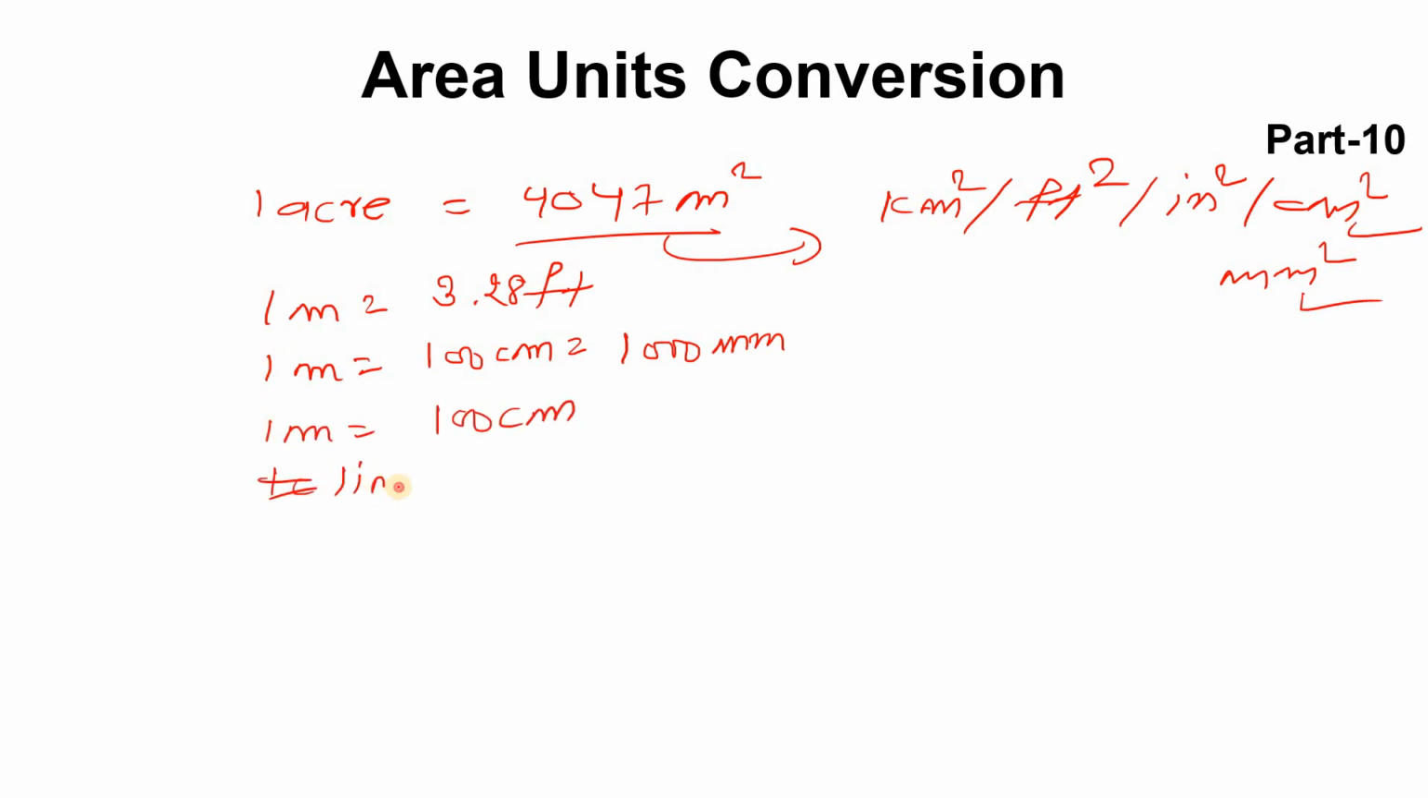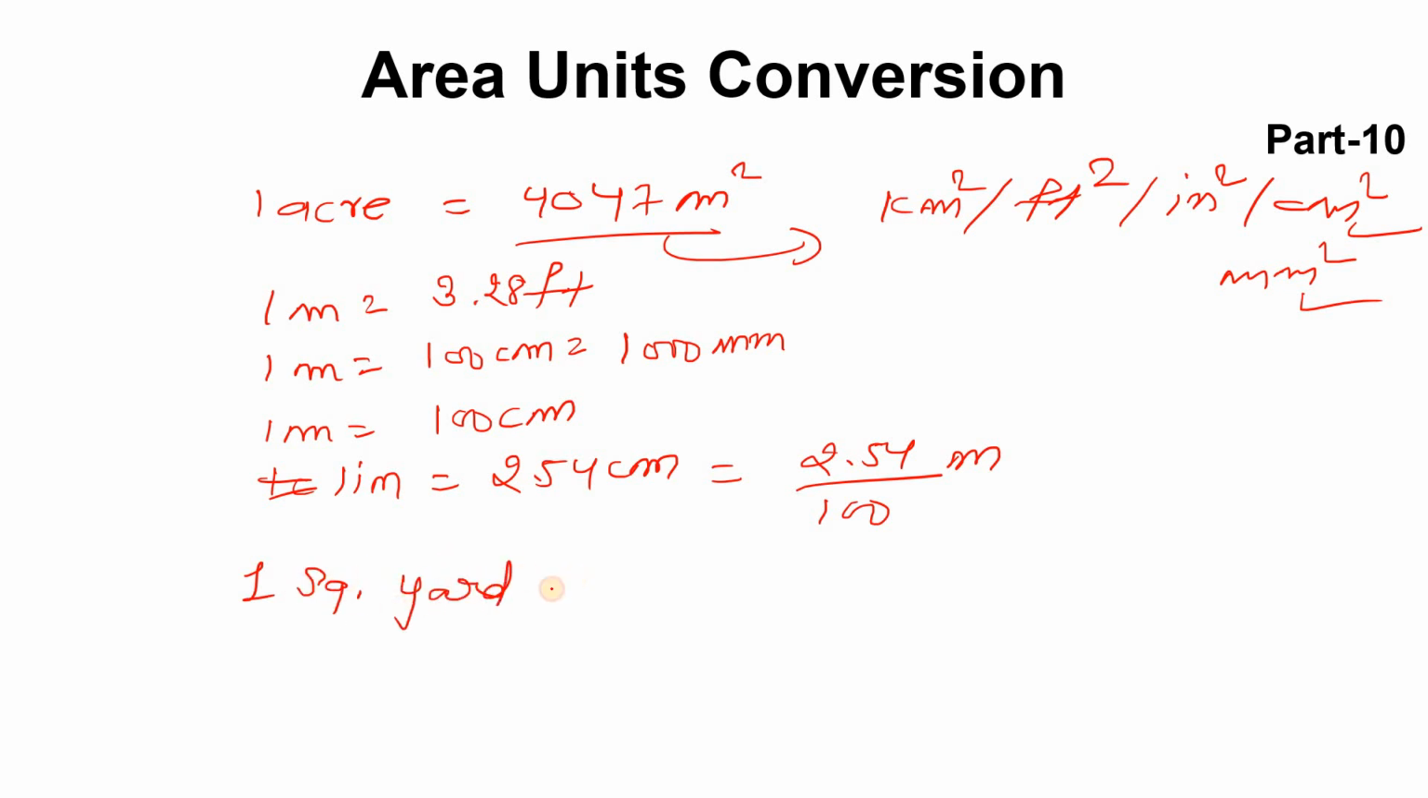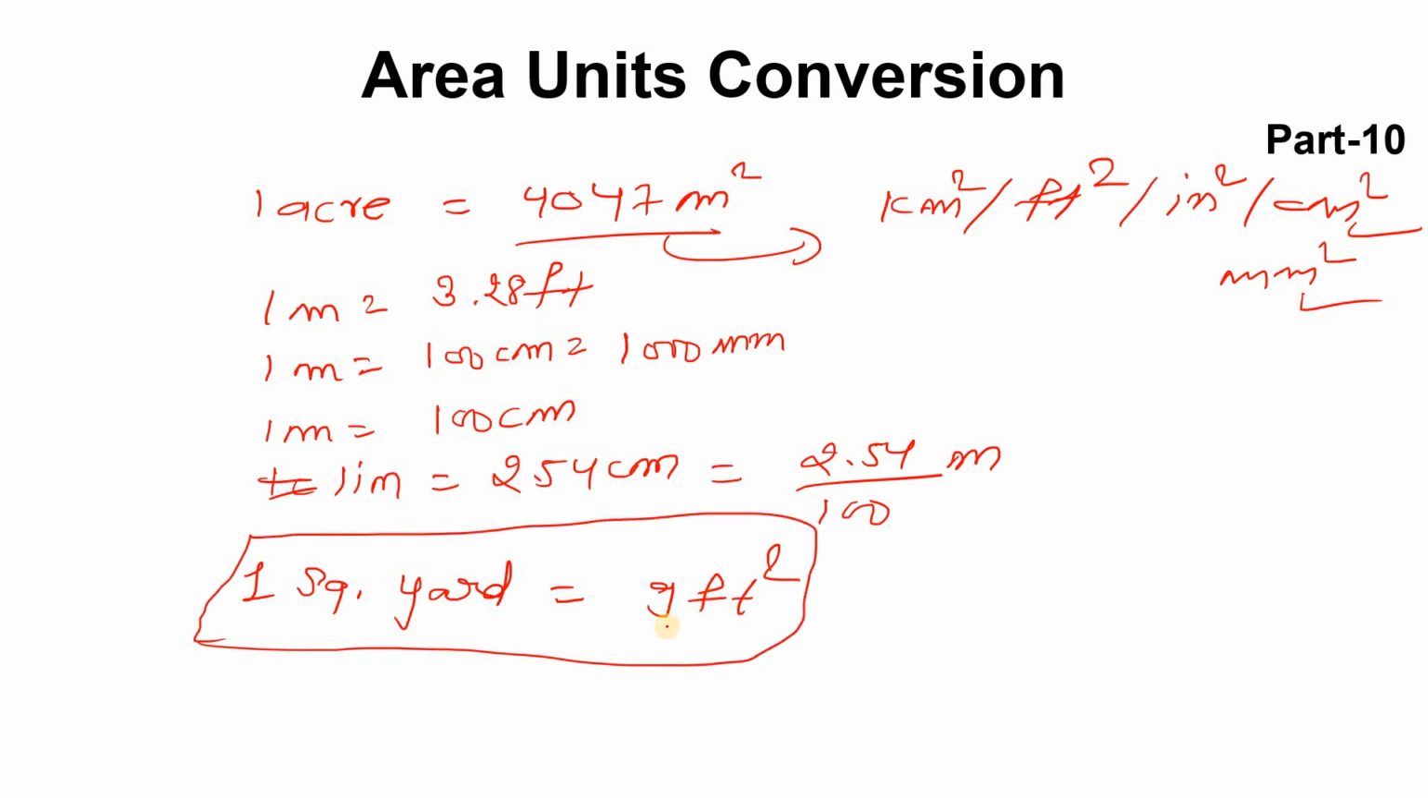Now, 1 inch is equal to 2.54 centimeter. If you divide 2.54 by 100, it will be in meter. That's how you could convert inch into meter, or vice versa, and you could convert 1 acre into inch square as well, same in meter square, same in feet square, etc. Another unit which I have seen widely used is the square yard: 1 square yard is equal to 9 feet square.